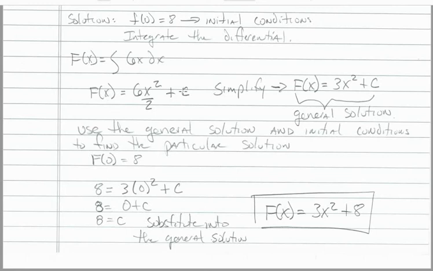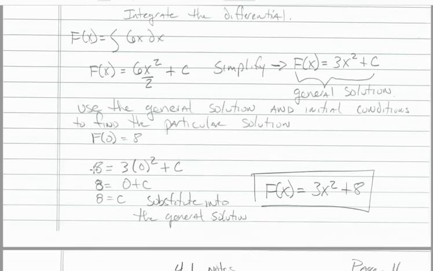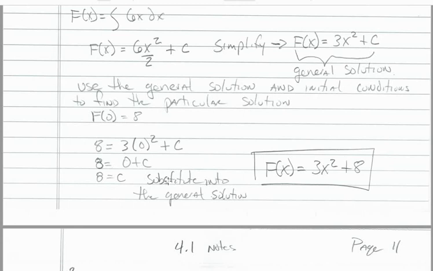We should be able to do that now, right? This ends up being 6x squared over 2 plus c, and then we simplify this 6 over 2. So over here, our general solution is f of x equals 3x squared plus c. Now we have to use our initial condition here, f of 0 equals 8, to get our c. So when we substitute that in, we're going to replace f with 8 and 0 in for our x value. When we do that, we get 3 times 0 squared plus c is equal to 8, or c equals 8.